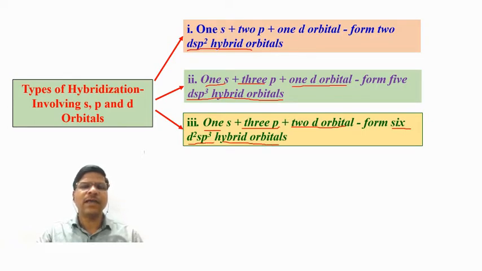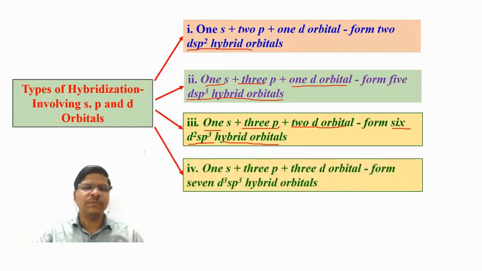Thus the hybridization type is d2sp3. And the next one: 1s, 3p, 3d orbitals. We get 7 hybrid orbitals, thus the hybridization is d3sp3. Particularly we are going to explain the first three cases in detail, since they form the regular geometries such as square planar, trigonal bipyramidal and octahedral.